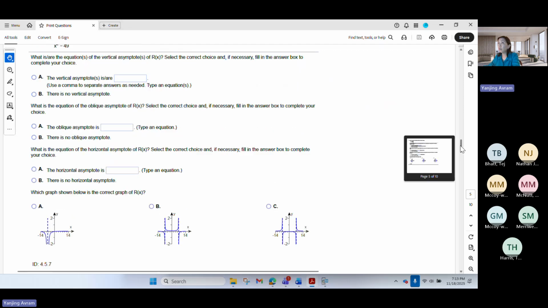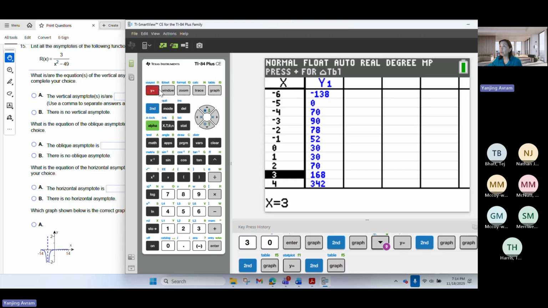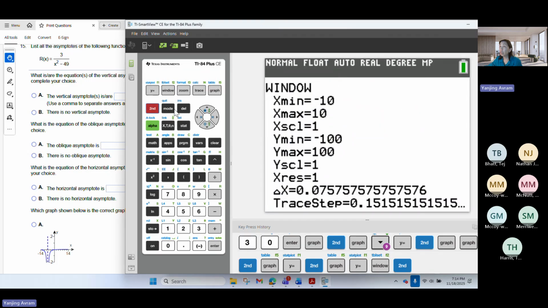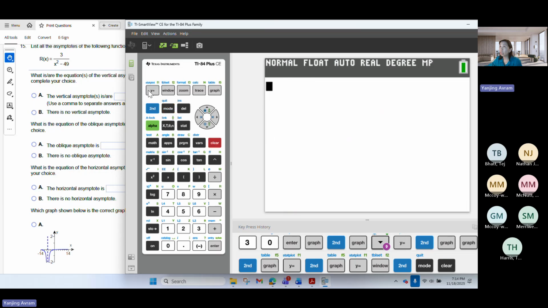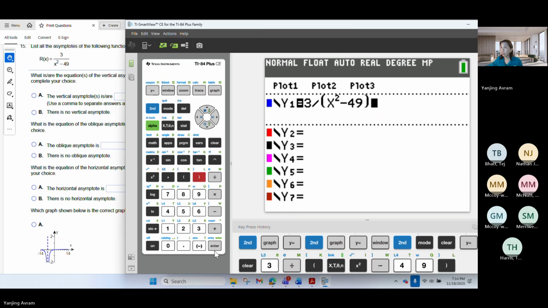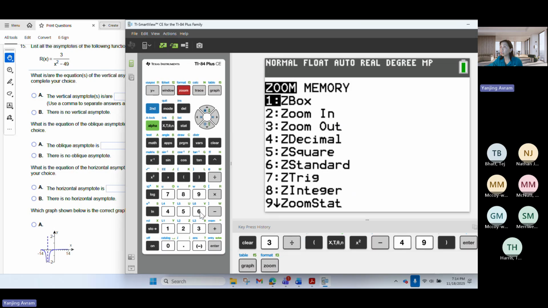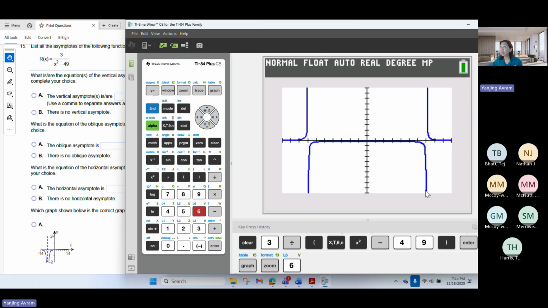Unfortunately, the rational function graph is very unpredictable, so we really recommend you use the calculator to graph it, because this is more than one piece. Unlike a polynomial, you can't guess well. So we are using 3 divided by x squared minus 49. Make sure you use the parentheses. Then I graph it. If this doesn't look pretty, you can go to Zoom Standard, zoom number 6. So it looks like you got 3 pieces of the graph.